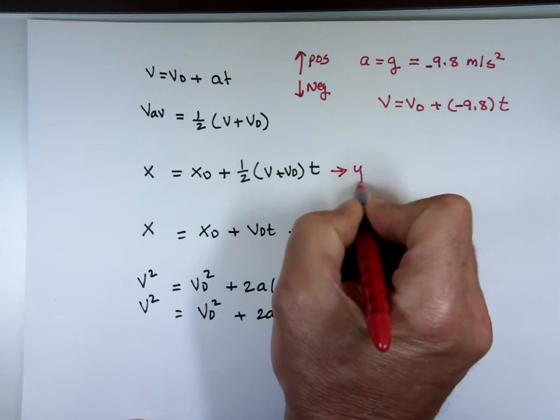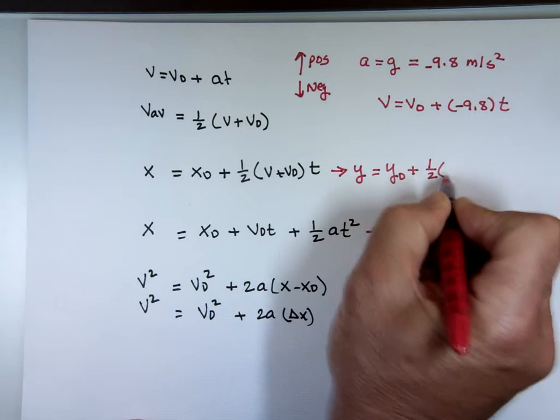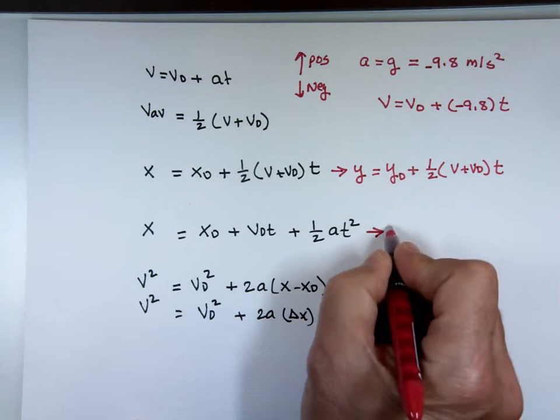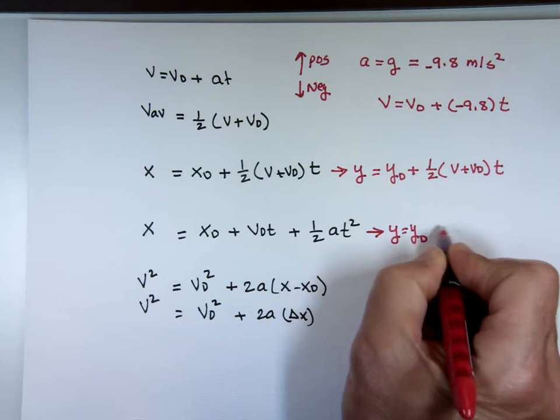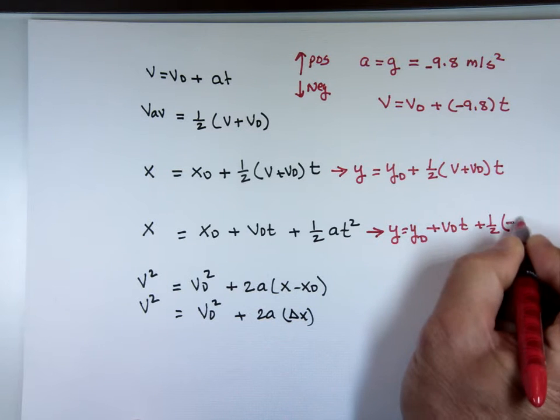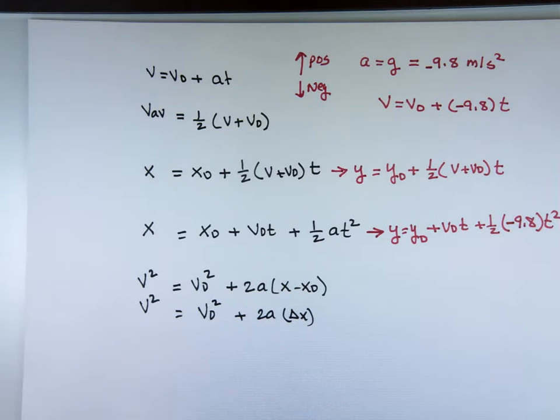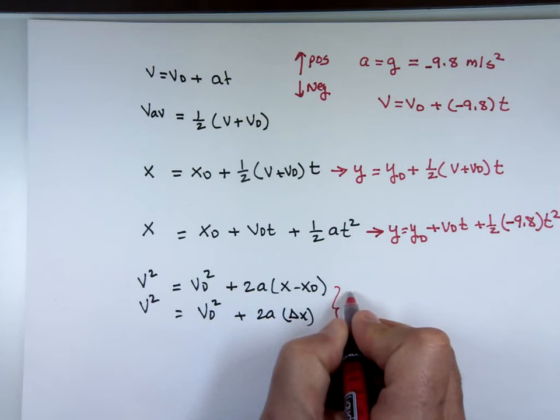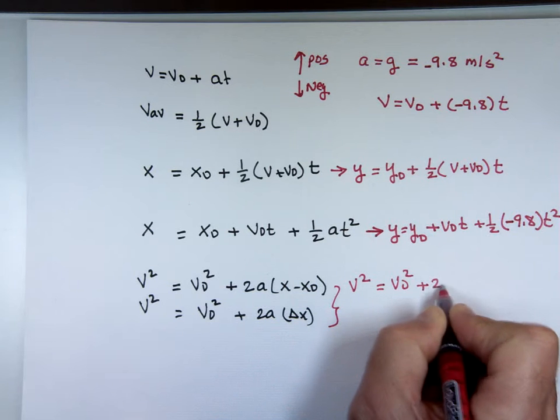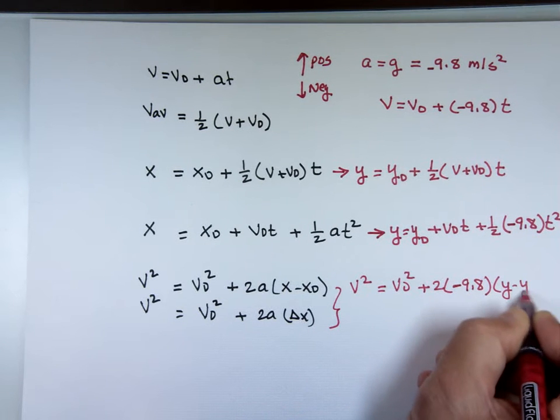Instead of x, we might call it y, because you're going up and down. It's y sub 0 plus v0t plus 1/2 times negative 9.8 t squared. And this one here will be v squared equals v0 squared plus 2 times negative 9.8 times y minus y sub 0.